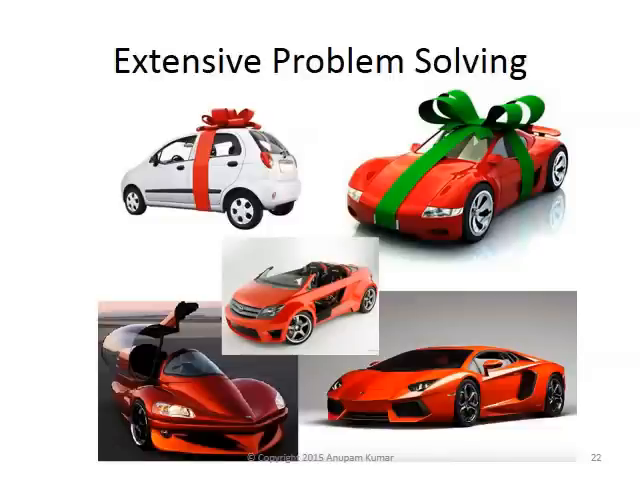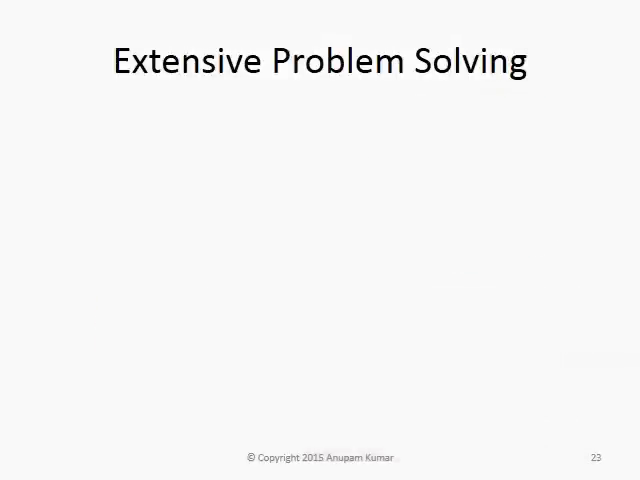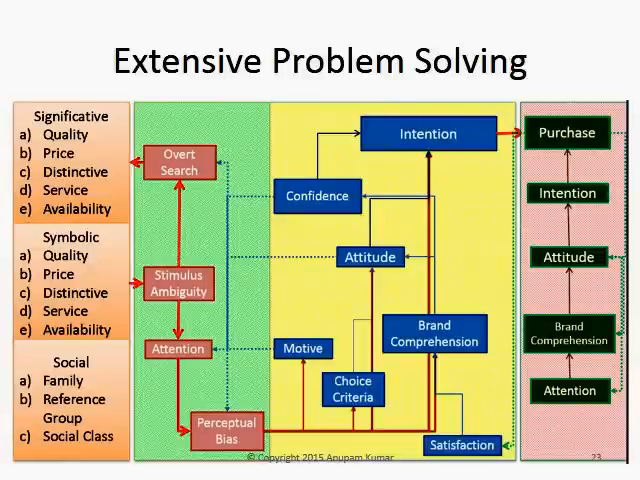As you see in this picture, there are different car options available. Each has its own strengths, its own weaknesses. So you would start forming your criteria based on your level of understanding, your motive as to what you require for your first car. Now, in light of the found motives, an overt search ensues, which results in a perceptual bias, leading to an intention for an output.